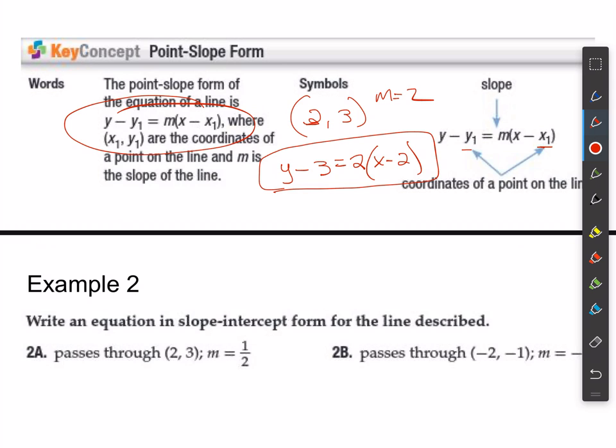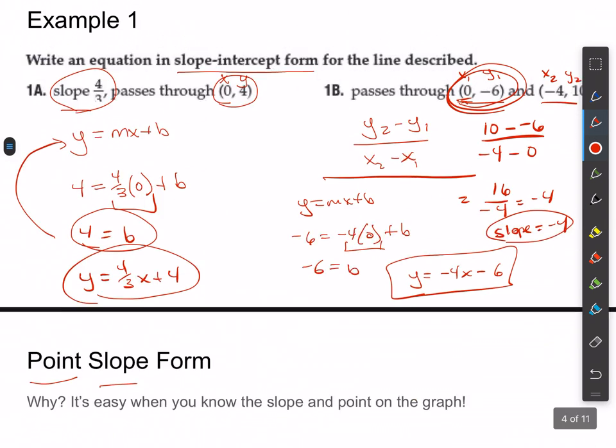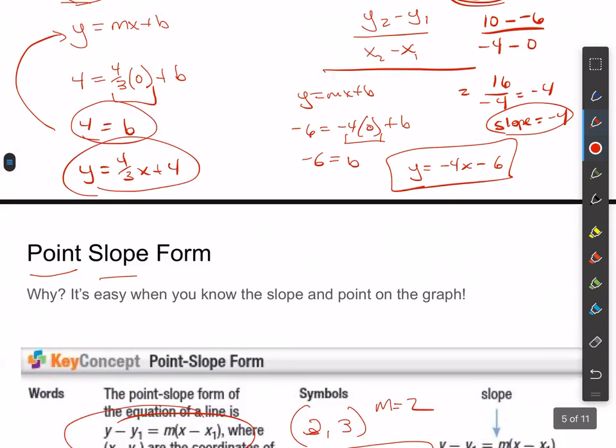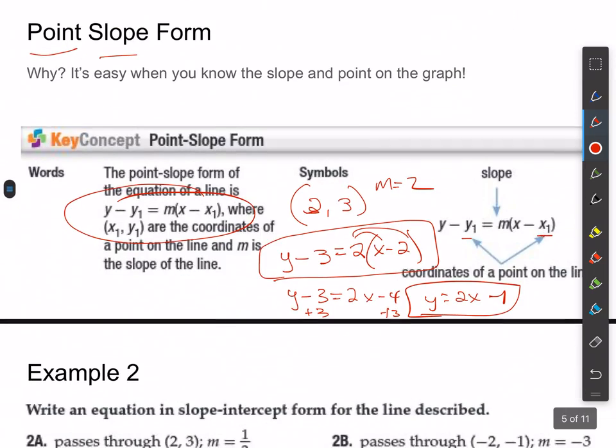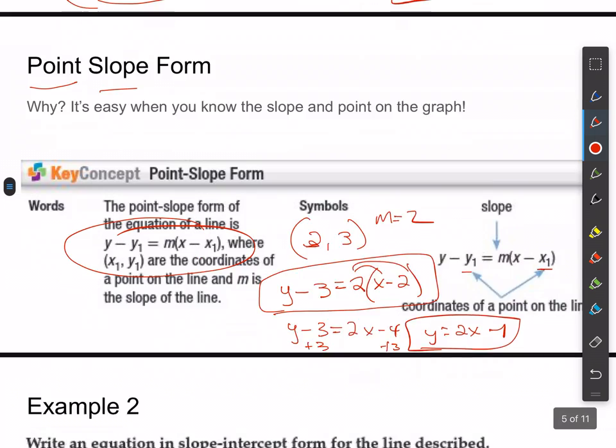The way that you do that is you just simplify it. So I would have y minus 3 is equal to 2x minus 4. I just distributed, and then I'm going to add the 3 to both sides. So I get y is equal to 2x minus 1. And voila, I have just transformed that into slope-intercept form. So when you simplify point-slope form, you just get slope-intercept form.